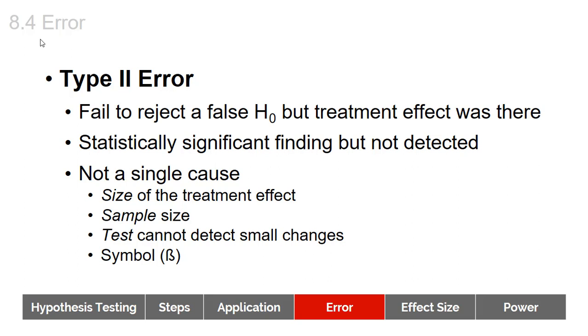I'm going to show you a picture in just a moment that'll make this clearer. In other words, with a type 2 error, there was a statistically significant finding, but we weren't able to detect it. And there's not a single cause for that. So sometimes the size of the treatment effect is just not great enough to really show a difference. Sometimes our sample size is too small and therefore we can't detect a difference. Sometimes our test is not subtle enough to pick up nuances. Maybe it's just too crude of a test. When we're talking about type 2 error, we use this symbol right here. You don't need to know the symbol, but just in case you see it in future classes, it is the symbol for type 2 error.